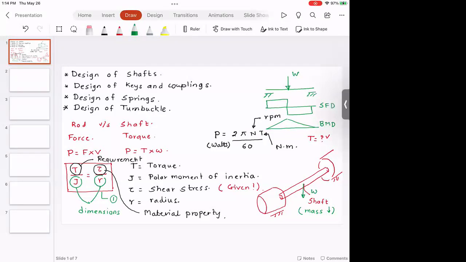Everyone understood this? So since in this particular case, on this shaft, you have normal stresses plus shear stresses, both of these will give rise to principal stresses. I'm going to call this sigma P and tau max.